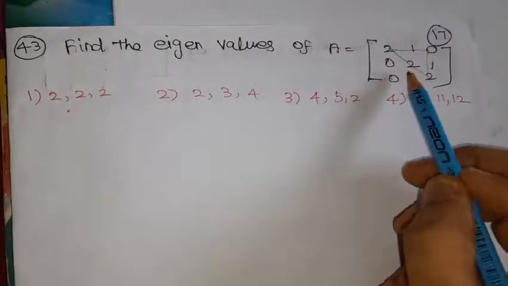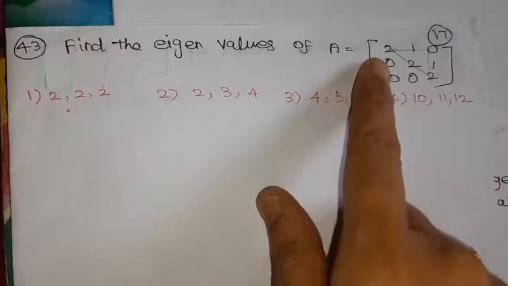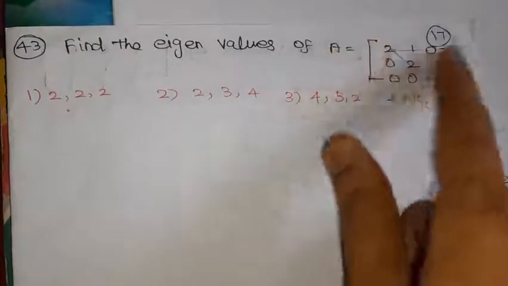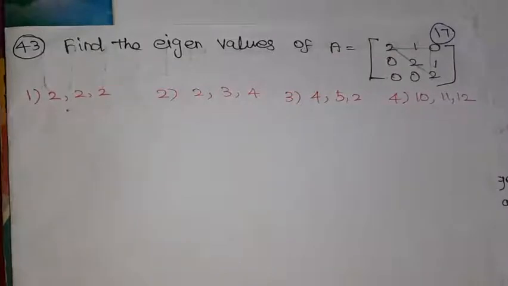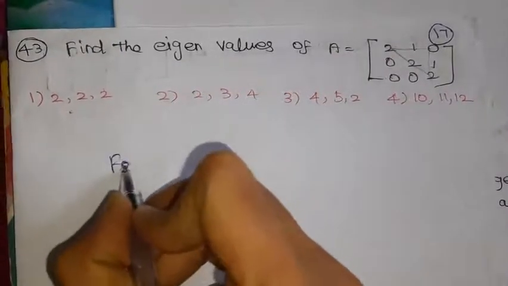This is also a property of the diagonal elements for any triangular matrix, whether it is upper triangular or lower triangular. What is the eigenvalue? The eigenvalues are nothing but the leading diagonal elements for any triangular matrix. So what is the answer?